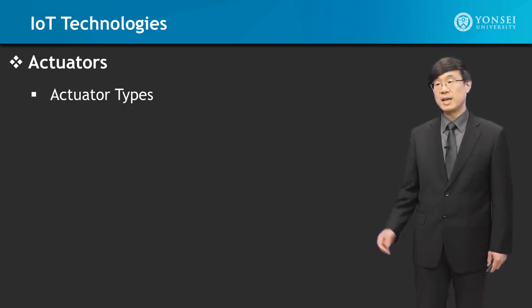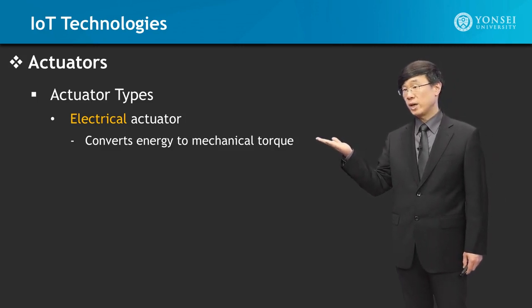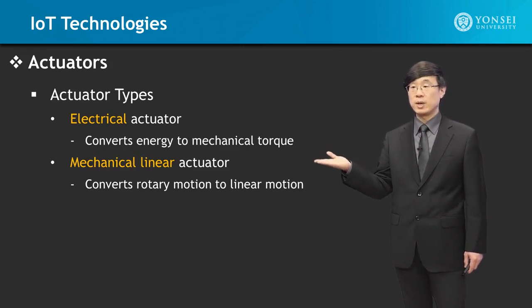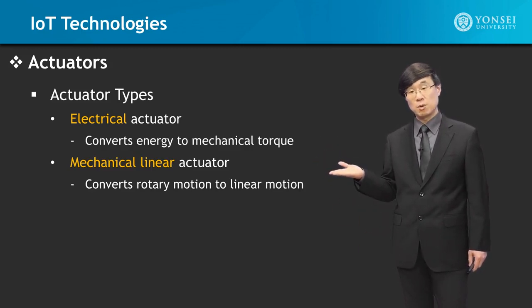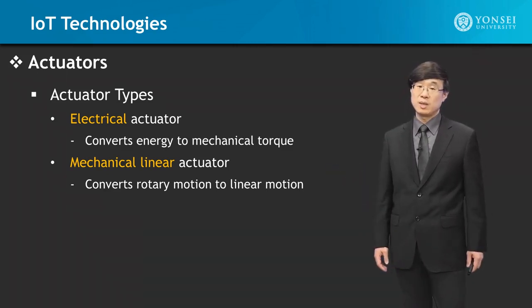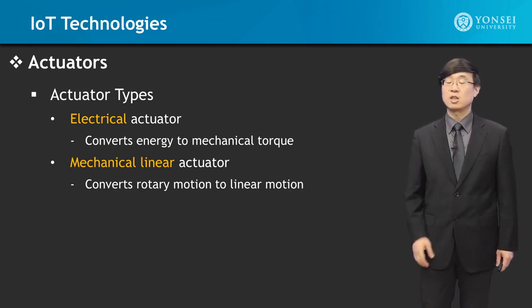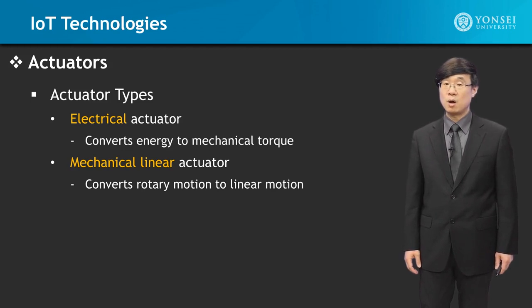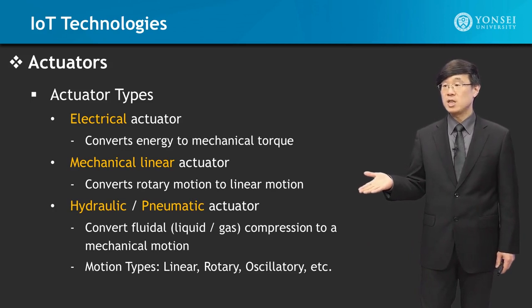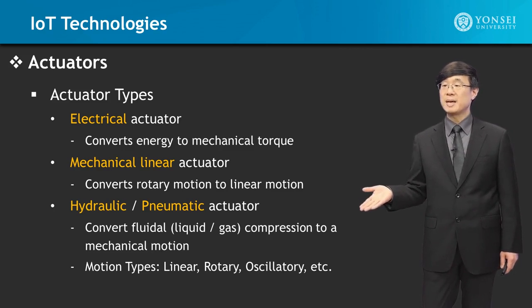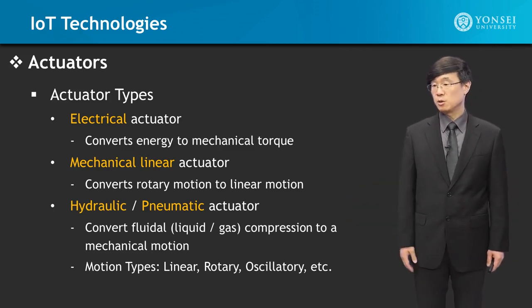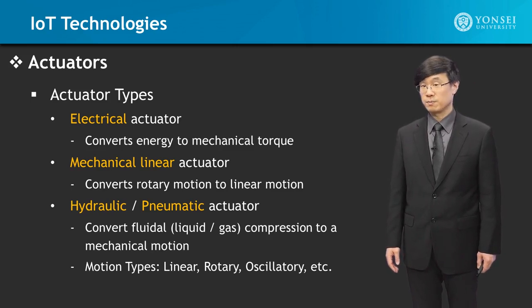Actuator types need to be looked at in further detail. We have electrical actuators, which convert energy to mechanical torque, and mechanical linear actuators, which convert rotary motion into linear motion. You can definitely tell what you want to do with this, from closing a door, opening a door, as well as other gauges, basically, such that you can control the environment of flow of air, gases, and fluids. There are also hydraulic and pneumatic actuators, which convert fluid, liquid or gas, compression to a mechanical motion. Typical motion types include linear, rotary, oscillatory, and others.